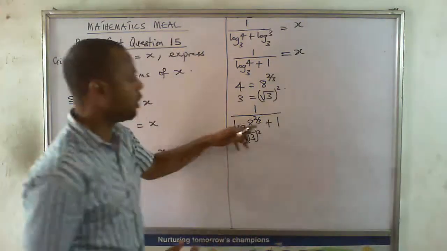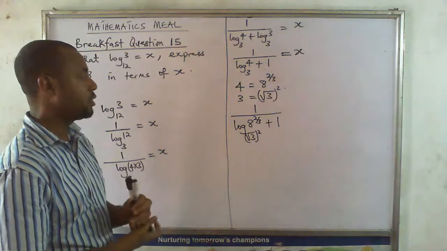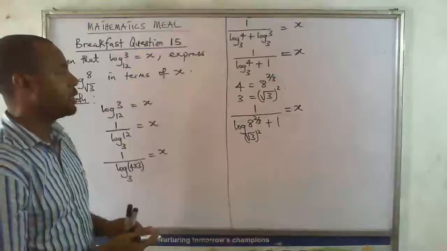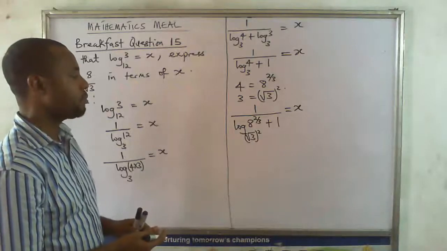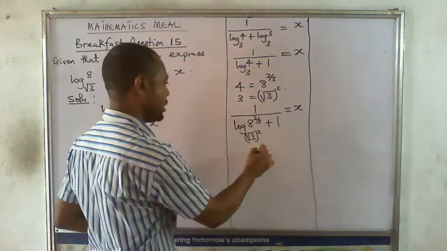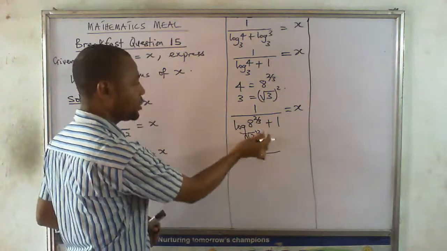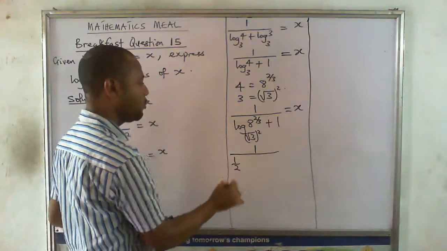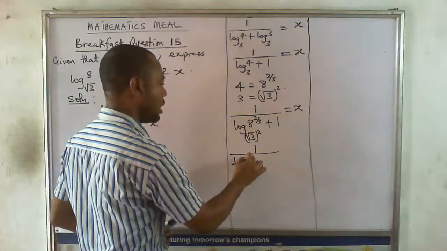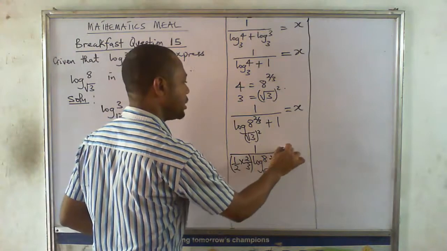Now I will use the laws of logarithm to remove these powers from the base and also from the number. Remember, this is still equal to x. If I do that, I will have 1 divided by this coming over. When the power is on the base, it becomes the reciprocal of the coefficient, and then times 2 over 3 log 8 root 3 plus 1 is equal to x.